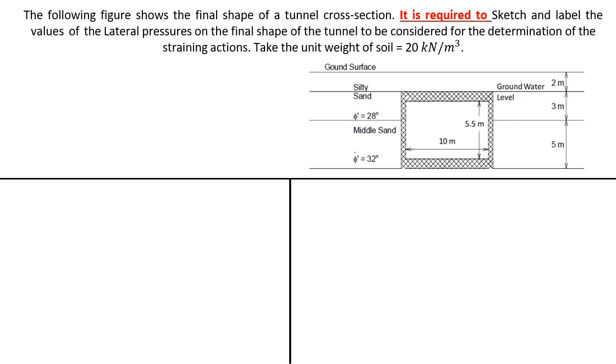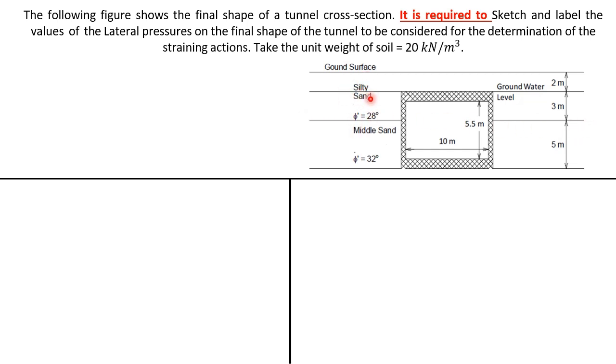This example is an embedded tunnel. It's an underground structure. You have your cross section, and you are required to sketch and label the values of the lateral earth pressure on the final shape of that tunnel. So this is your final shape, and this is a cross section of your tunnel. You have here the ground surface, and 2 meters below you have your groundwater table, and 3 meters below there is a line between two different soils.